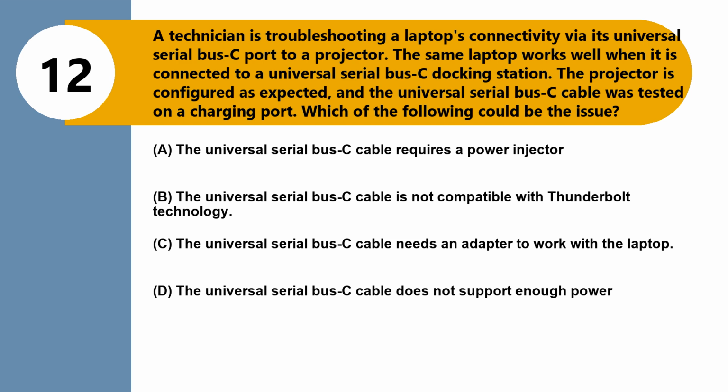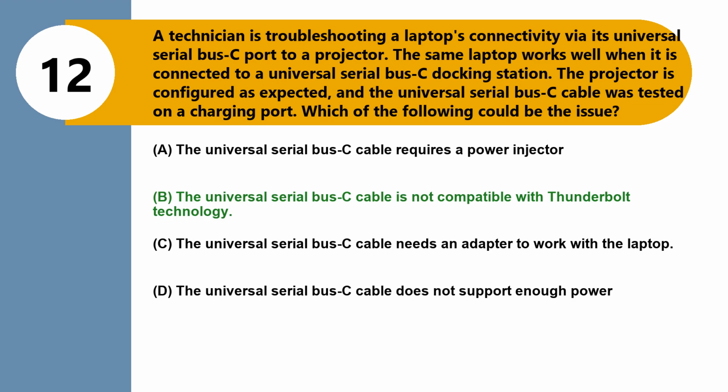The projector is configured as expected, and the universal serial bus C cable was tested on a charging port. Which of the following could be the issue? Option A. The universal serial bus C cable requires a power injector. Option B. The universal serial bus C cable is not compatible with Thunderbolt technology. Option C. The universal serial bus C cable needs an adapter to work with the laptop. Option D. The universal serial bus C cable does not support enough power.